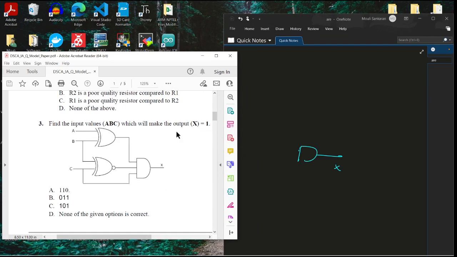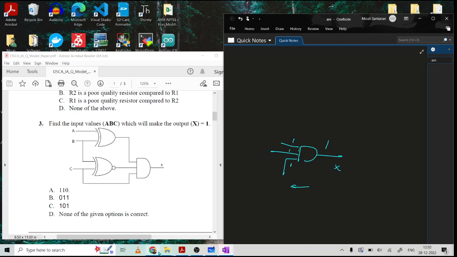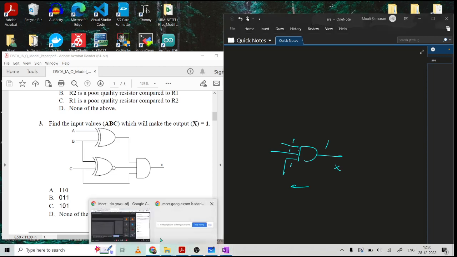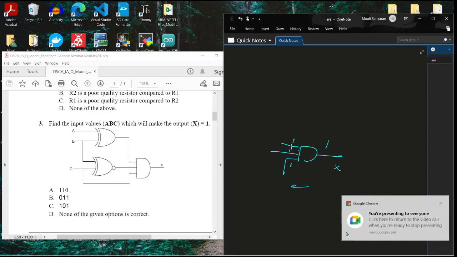You have to find the input which makes the output 1. So you have to start from the output and then traverse towards the input. Now it has 3 inputs. This AND gate will give you 1 only when all these inputs are 1. So you have to now percolate this to all the 3 inputs. So I don't know whether anybody joined now. Let me just check. Yeah. Okay, so you have to give 1. You expect a 1 at all the inputs, right?